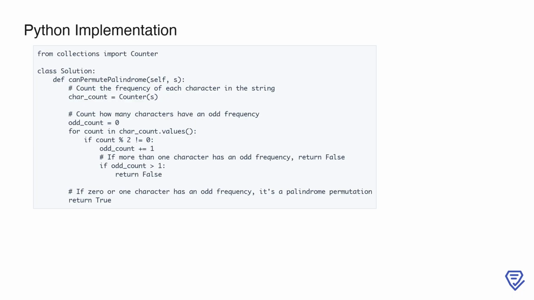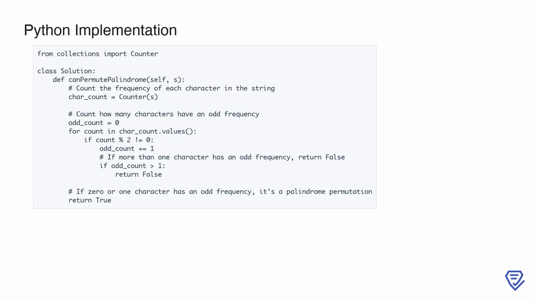Complexity analysis. Time complexity, O(n), where n is the length of the string S. Counting character frequencies and iterating through the dictionary both take linear time. Space complexity, O(k), where k is the number of unique characters in the string. The Counter dictionary stores up to k key-value pairs.